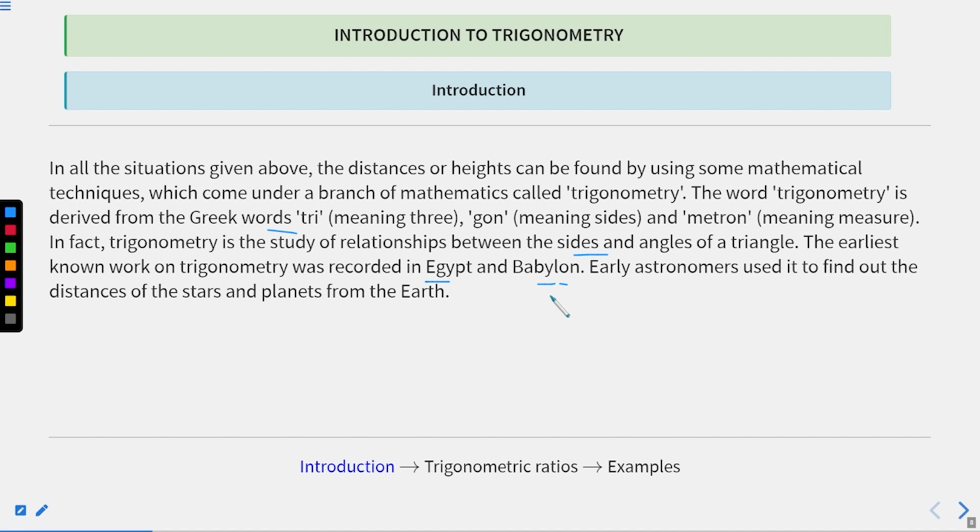So trigonometry: tri meaning 3, gon meaning sides, and metron meaning measure. In fact, trigonometry is the study of relationship between the sides and the angles of a triangle. As for its application, early astronomers used it to find out the distances of the stars and the planets from the earth.